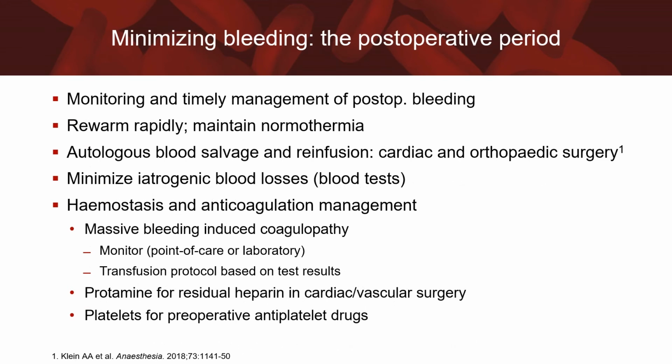During the post-operative period, there are also a number of things that we can do. We want to monitor and timely manage post-operative bleeding. We want to rewarm the patient if ever he is hypothermic. Again, we want to maintain normothermia to avoid the coagulopathy associated with hypothermia and excessive bleeding. Autologous blood salvage and reinfusion can be used in cardiac and orthopedic surgery, as mentioned previously. We want, again, to minimize iatrogenic blood losses by avoiding useless blood tests.